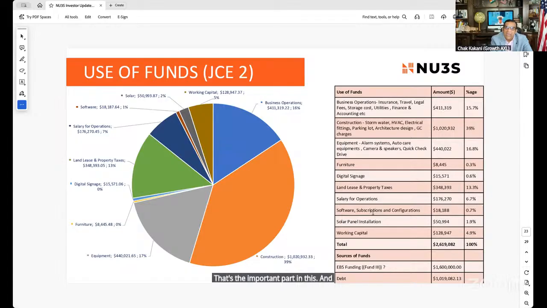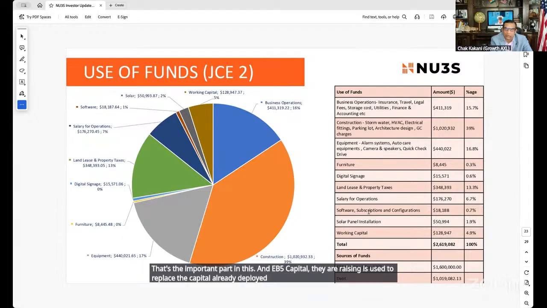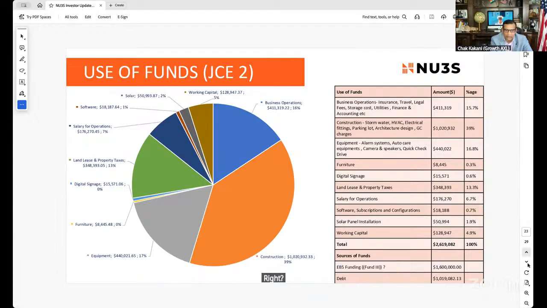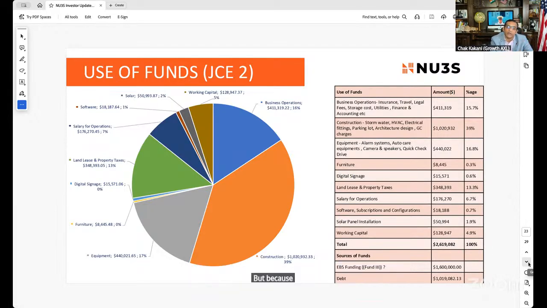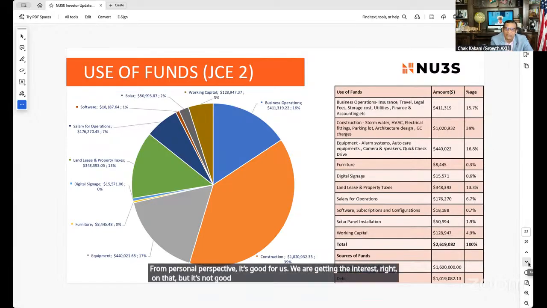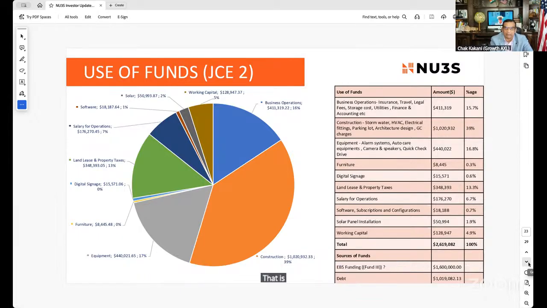And the EB-5 capital we are raising is used to replace the capital already deployed in the project, right? That's the important part here. So a project which is funded, ready to open doors, finished, but because preferred debt capital is more expensive than EB-5 capital from the project's perspective, it's good for us personally. We are getting interest, right, on that, but it's not good for the project. So we want to replace it with EB-5 money. That is what it is. So it is a project that's finished, founder funded, preferred debt funded, and that money is getting replaced by EB-5.